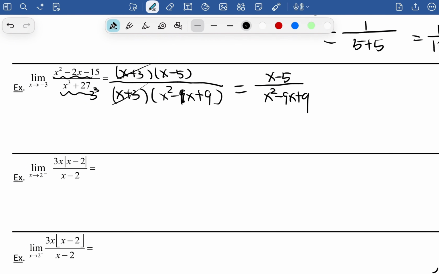We're getting x minus 5 divided by x squared minus 9x plus 9. Sorry, I made a mistake. This is 3x, because we don't change this, because it's 3. Now we just have to evaluate this limit when x approaches negative 3. We plug in x equals negative 3. So it's negative 8 over 9 plus 9 plus 9. So the whole thing will be negative 8 divided by 27.